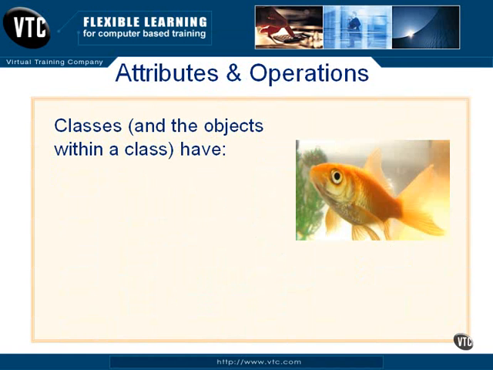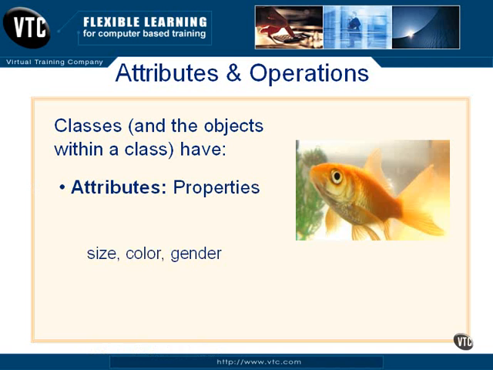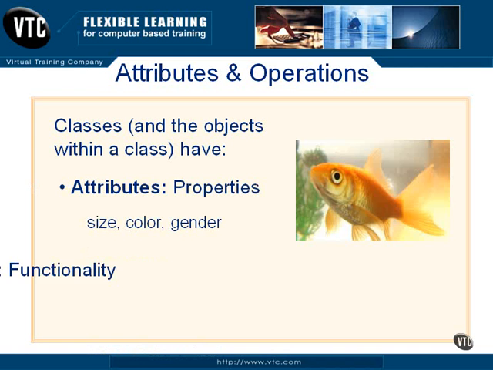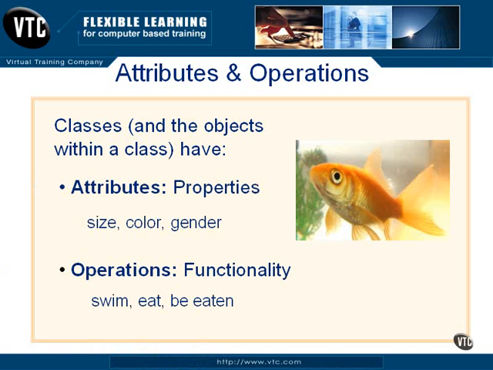Classes, and by extension the objects within that class, have some things which define them, and those include attributes, which are properties. In our goldfish class, some of the attributes might be size, color, and gender. Classes also have operations. Operations represent functionality, things that an object can do or have done to it. So with the goldfish class, the operations might be swim, eat, or be eaten.